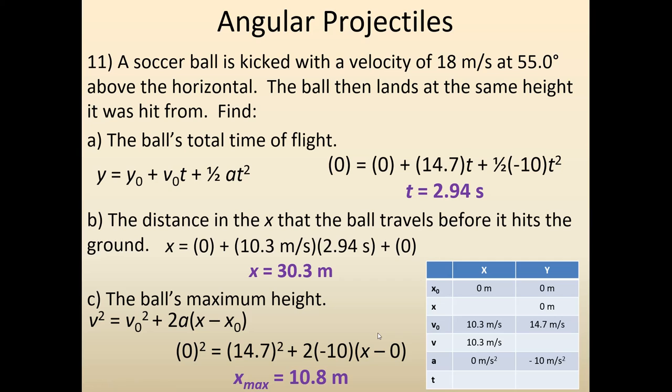It's important to remember that this chart is really only being used right now for A and B. If I wanted to use the chart for part C, I would have to get rid of the final position in the y and replace the final velocity in the y with 0.